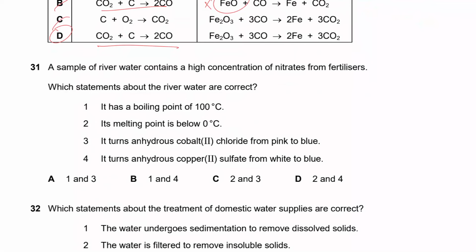A sample of river water contains high concentrations of nitrates and from fertilizers. Which statement about river water is correct? It has a boiling point of 100. That's wrong, because pure H2O would boil at 100. It's not pure because it also has nitrate. It'll boil a little over 100, because remember, impurity increases the boiling point and decreases the melting point, right? And it'll boil and melt over a range of temperatures. So it melts below 0, anywhere -2, -3, whatever, but it'll be below 0 over a range, which means it can be -2, sometimes it can be -3 depending on the composition of the mixture.